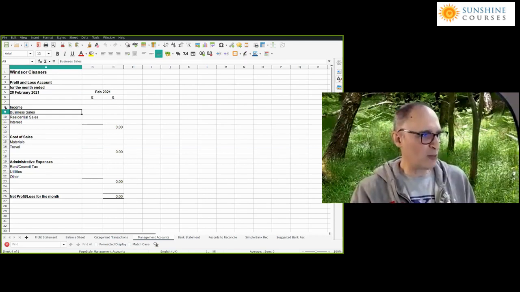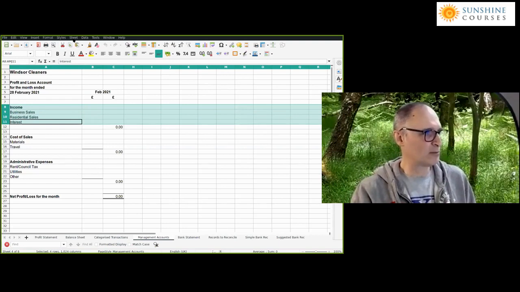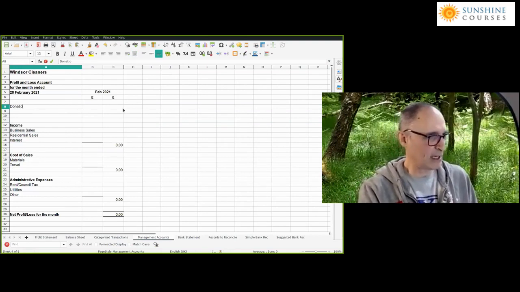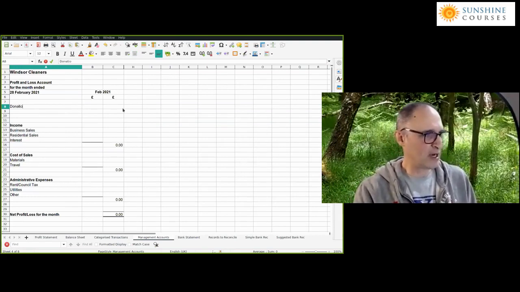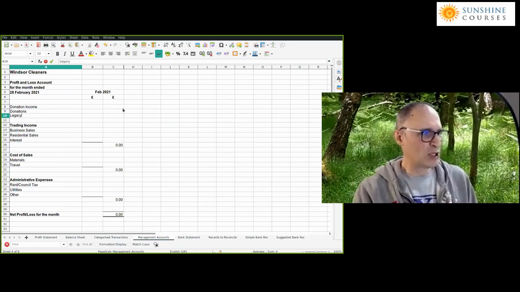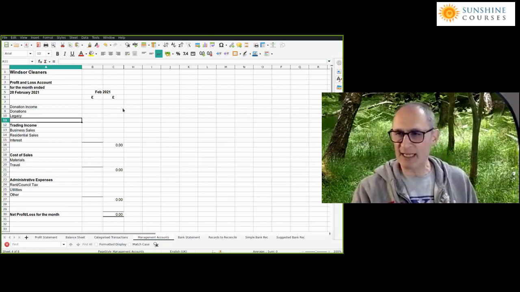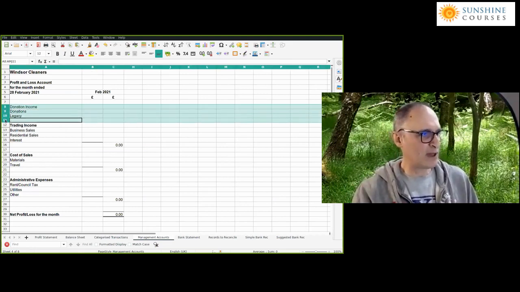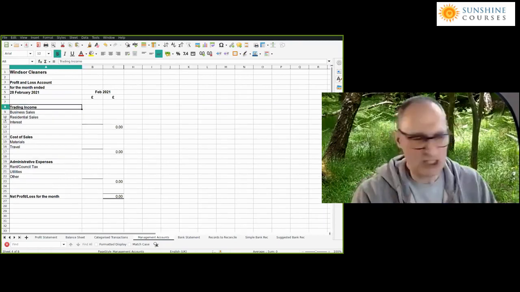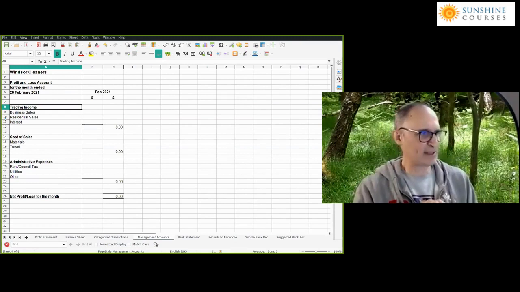So it would be completely appropriate, for example, to add in a few extra columns. And you might have, for example, donation income and trading income. You might have donations and legacy income. So you might want to distinguish this in a particular type of entity or a business. In a charity, you might want to do this. But we're dealing with a conventional business, and the conventional business really just has income. That's pretty simple and straightforward.